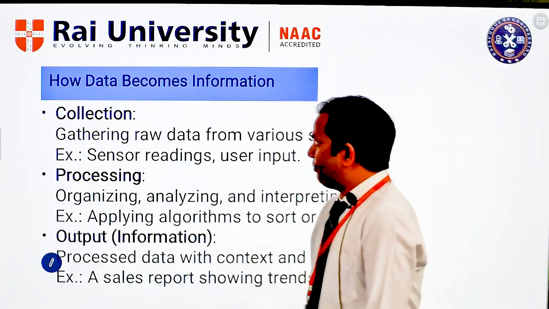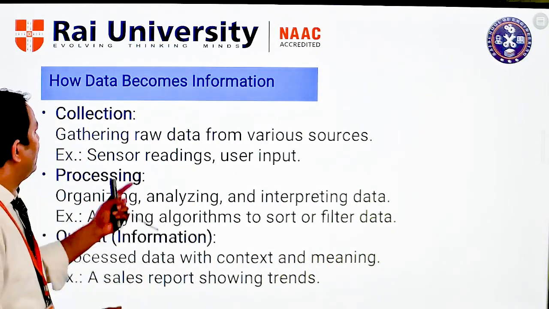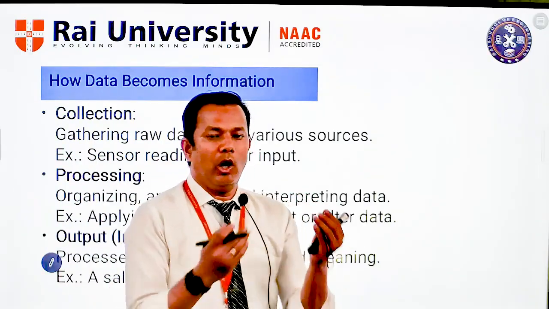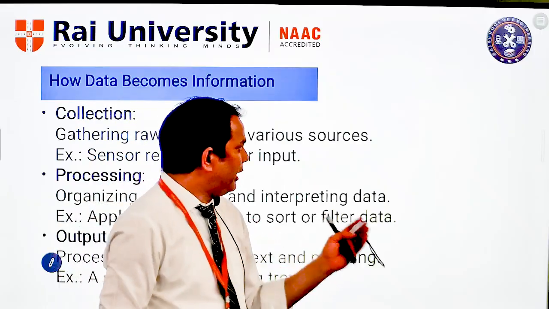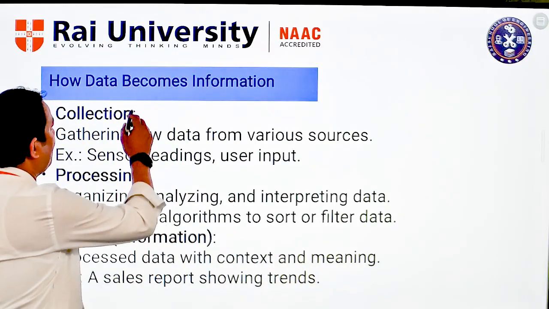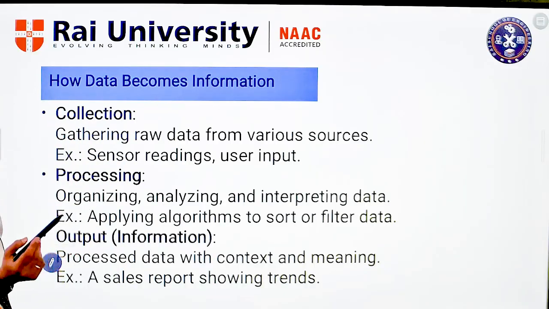As I stated at the beginning, there are 2 different things: one is data and another is information. I gave a simple example at the beginning of how data is converted into information. Now let's understand in more detail. First of all, how does data become information? The first step is the collection of data. How are we going to collect the data?